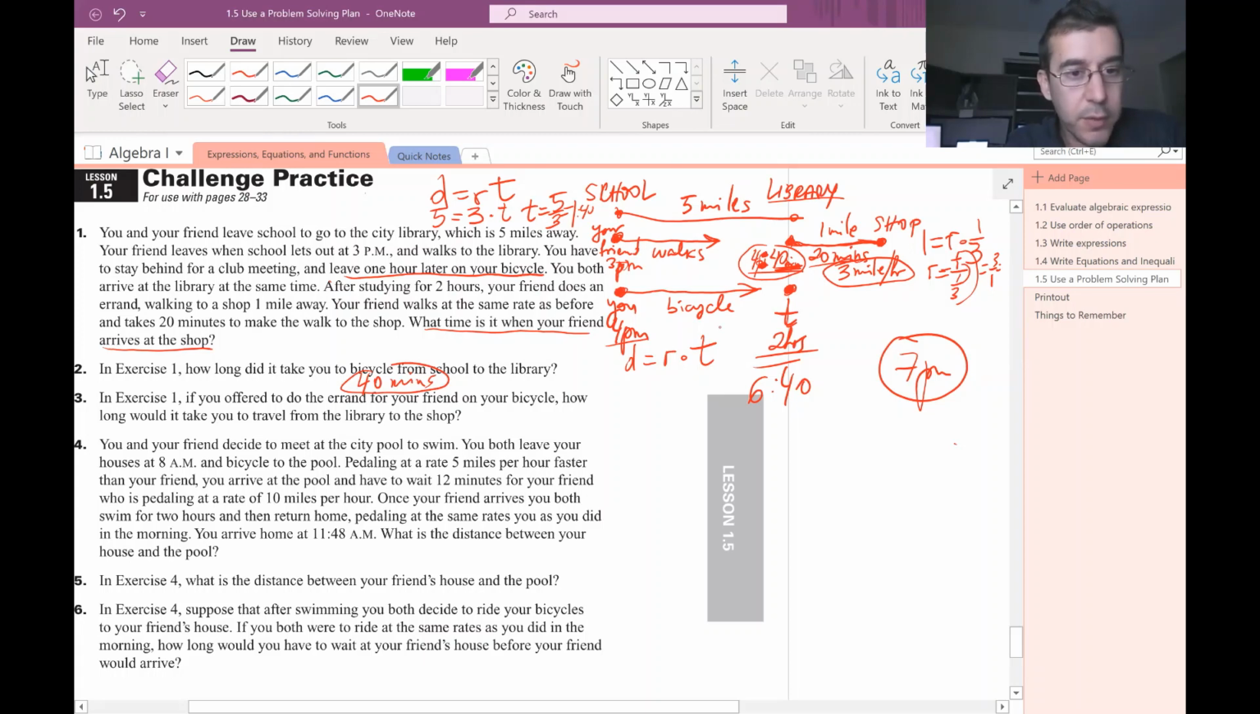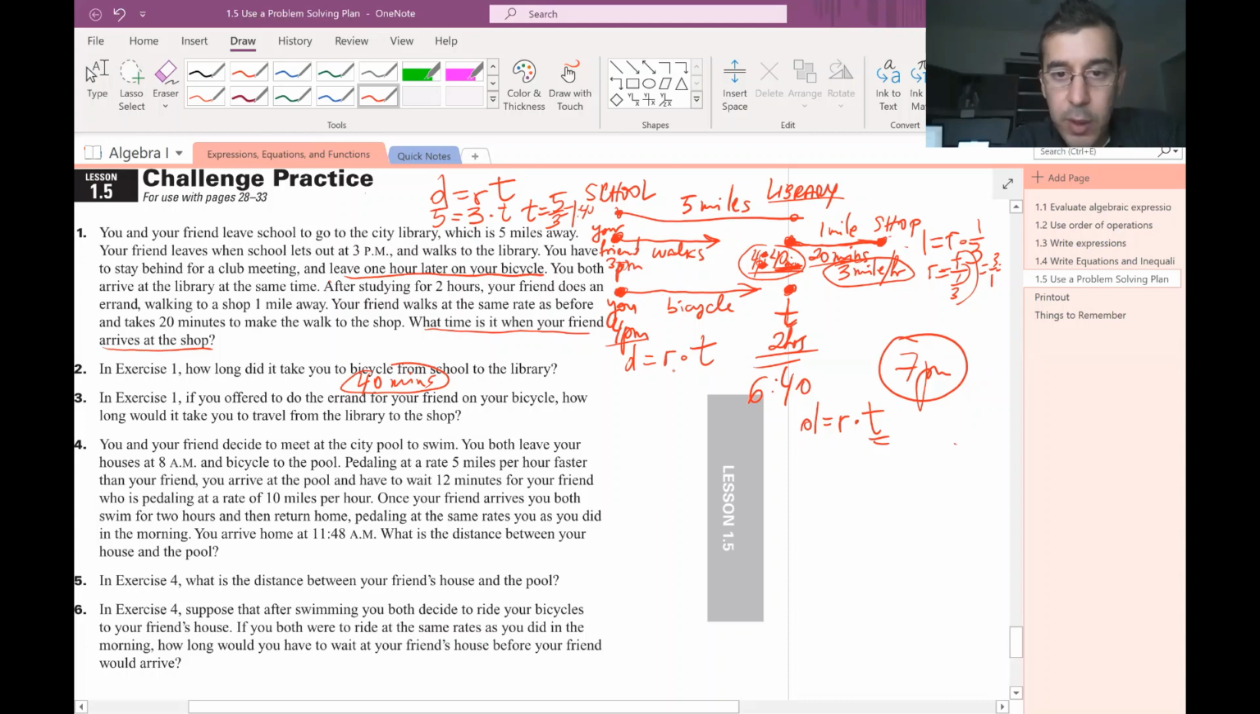Number 3, in exercise 1, if you offered to do the errand for your friend on your bicycle, how long would it take you to travel from the library to the shop? Okay, so what if you bicycled for your friend instead of walking? We know that bicycling is faster than walking, so it should be less than 20 minutes. Now the formula again is d equals r times t. We have to find t. The distance is 1 mile from the library to the shop. How about the rate? Well, the rate we have to find out from here.